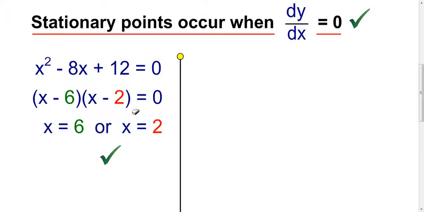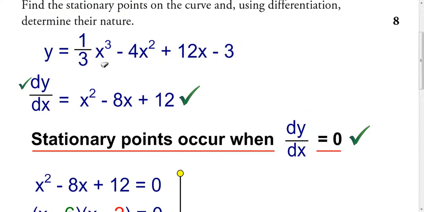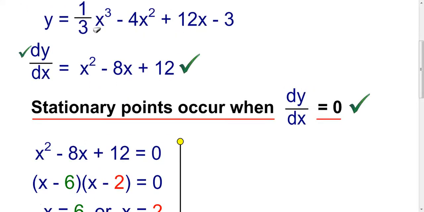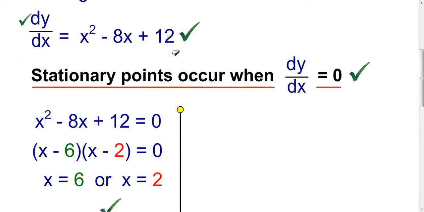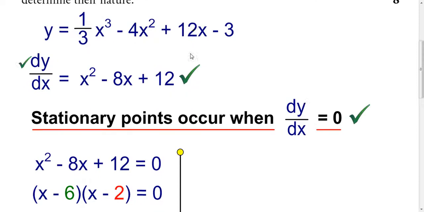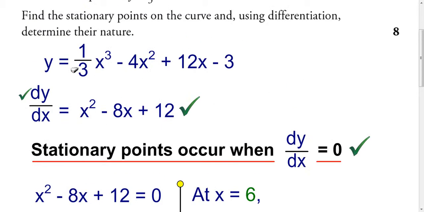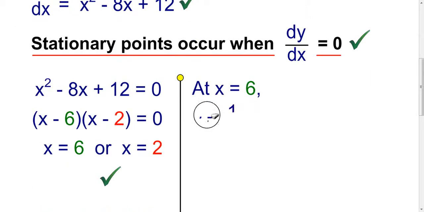To get the y values you'll get a second mark, and to get y values you put these values back into the original function. So we substitute 6 in here to get the first y value, and 2 in here in all the places to get the second y value. I'm going to start with 6. So we're going to do y equals a third 6 cubed take away 4 times 6 squared plus 12 times 6 take away 3. You are allowed a calculator for the NAB, so it makes it a bit easier.